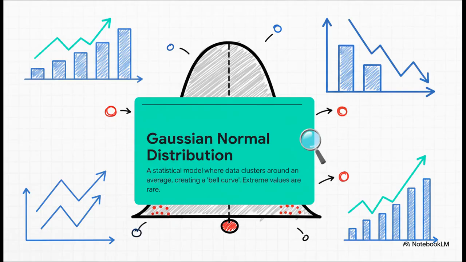So how does it work? Well, the secret sauce comes from statistics. It uses something called a Gaussian normal distribution, which you probably know as the classic bell curve. And the whole idea is pretty simple. In any data set, most of the values are going to be clumped around the middle, right? The really extreme highs and lows, those are the rare outliers.